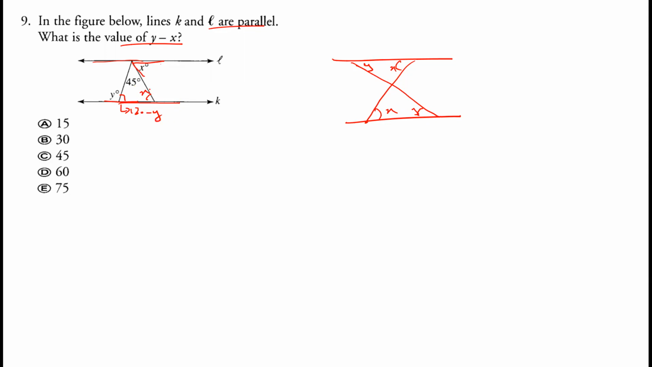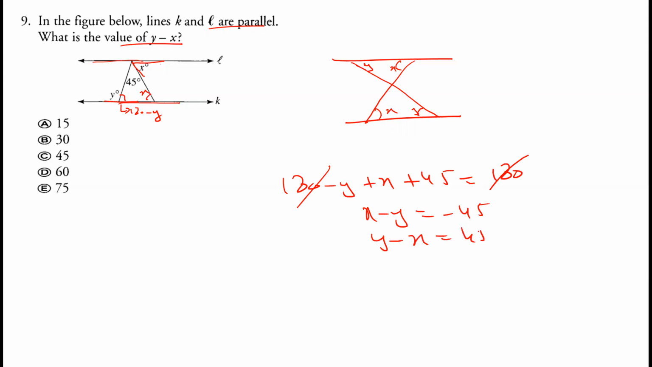And it's a triangle. In a triangle, we have a total of 180 degrees. So 180 minus y plus x plus 45 equals 180. 180 and 180 cancel. So x minus y equals minus 45. So y minus x would be 45.